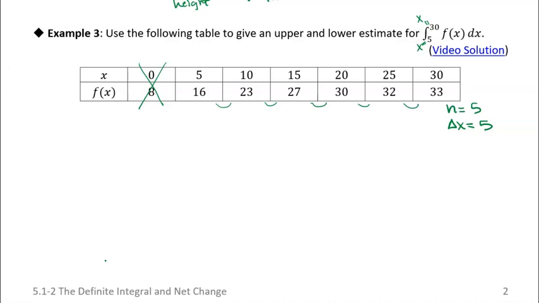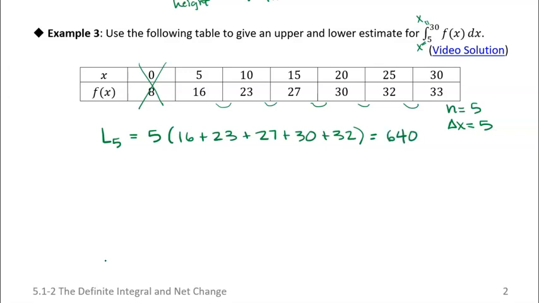So my left-hand sum will be L5. I'm going to multiply by 5 because that is my delta x. And then I'm going to add up the first 5 values of f of x, because those will be the values on the left-hand side of each subinterval. So I'll have 16 plus 23 plus 27 plus 30 plus 32. If I put that in my calculator, I got 640.